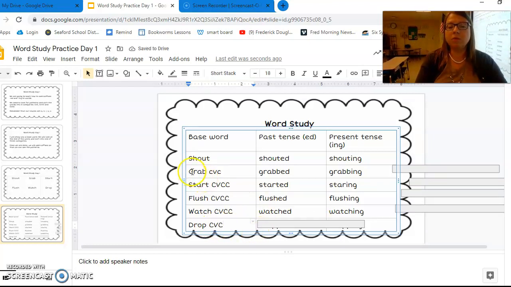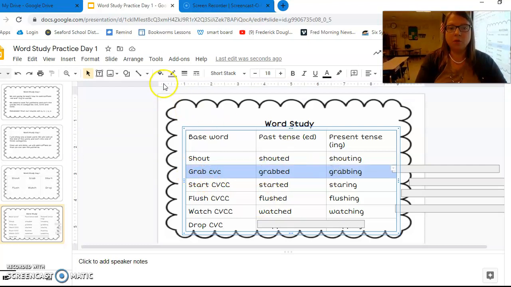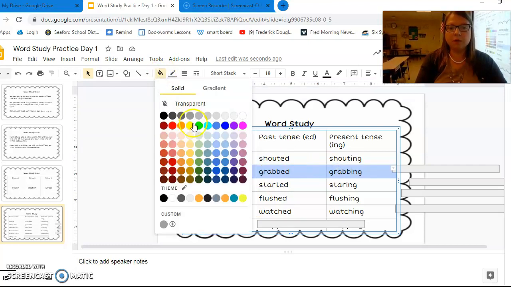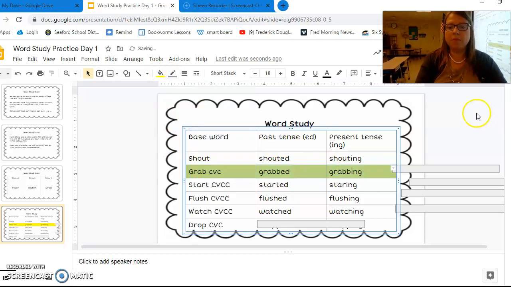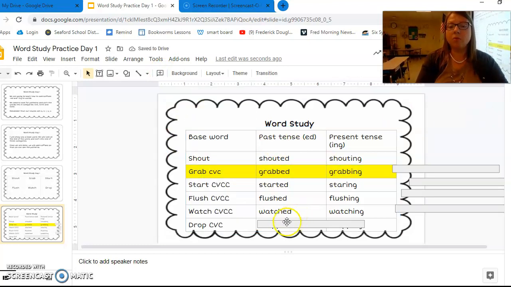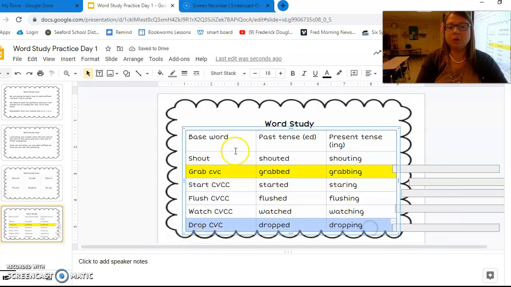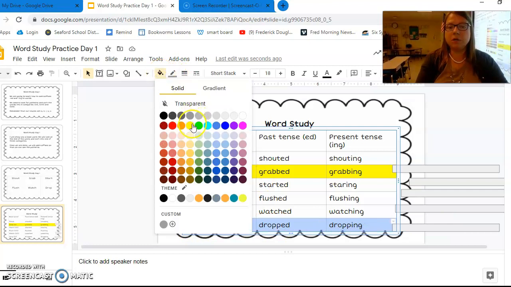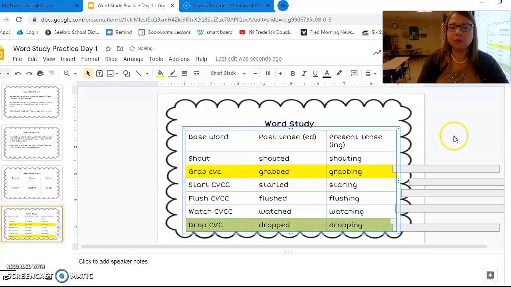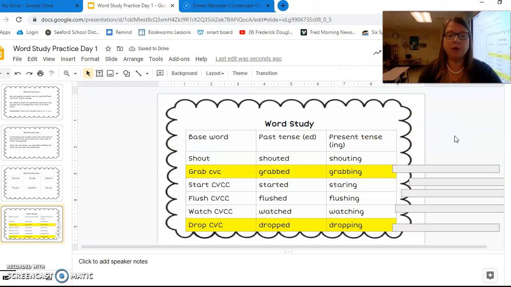And our last word, drop, we said that this is a CVC word. And just like we did with the word grab, remember we had to double the final consonant, right? Grab, grabbed, grabbing. We have to do the same with the word drop, because the word drop is a CVC word, so we need to make sure we double the final consonant when we add those suffixes.